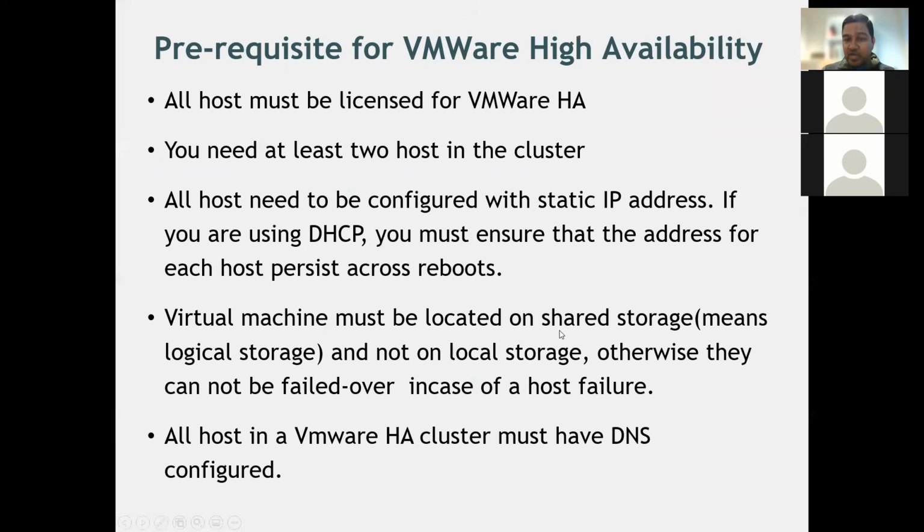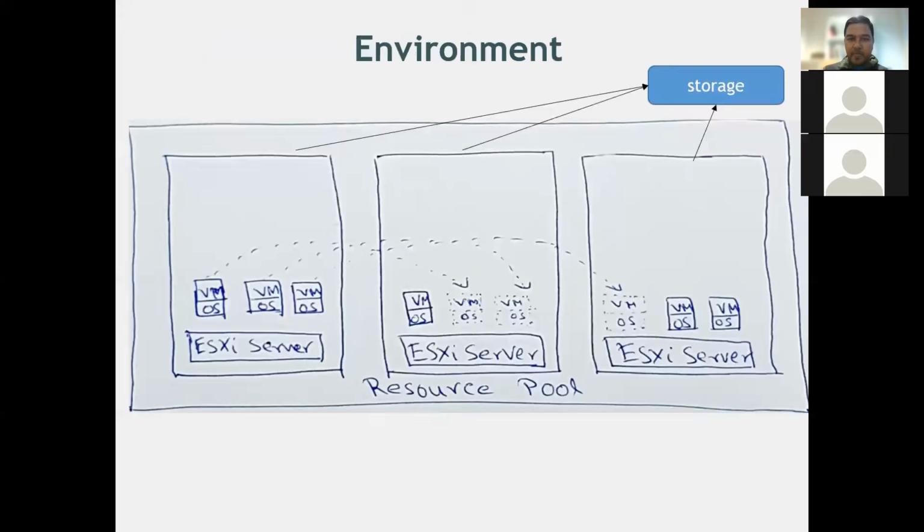The virtual machine must be located on a shared storage. That means a logical storage, not on the local storage. Otherwise, if this ESXi host fails, the storage should not be here. The storage will be at another place. Otherwise, if this host fails, then the storage available here will not be available at all, right? Because the complete host has failed. And if the storage was here, that storage will also fail. So in the case of high availability, the storage is also kept outside the host.